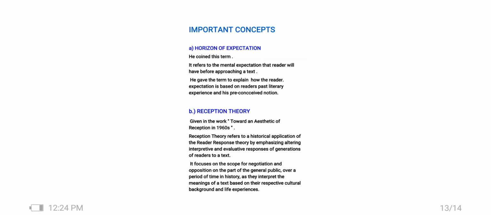He coined this term. Horizon of expectation means the mental expectation that a reader will have before approaching a text, that I already discussed at the start: before approaching the text, a reader or a reviewer has some expectations, whether from the book or from the movie. He gave the term to explain how reader expectation is based on the reader's past literary experience and preconceived notions. Before approaching that text, he is going to have that mental expectation, those preconceived notions.